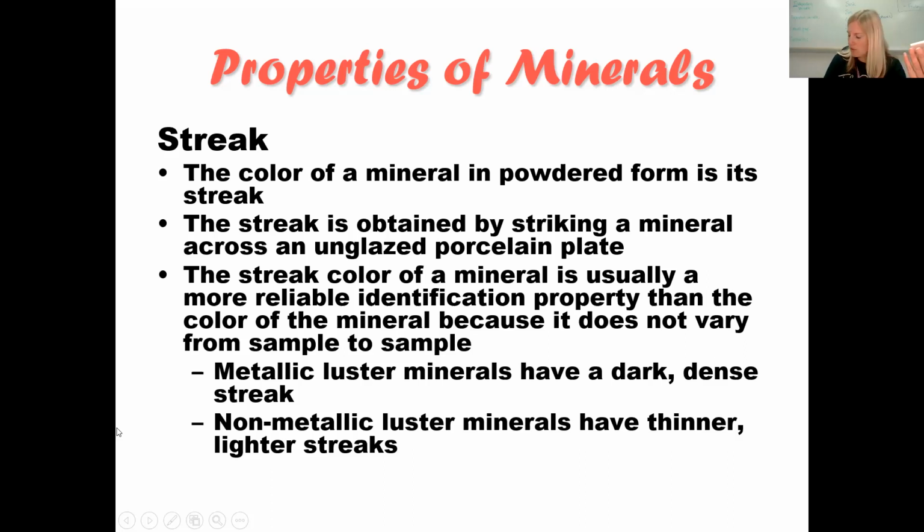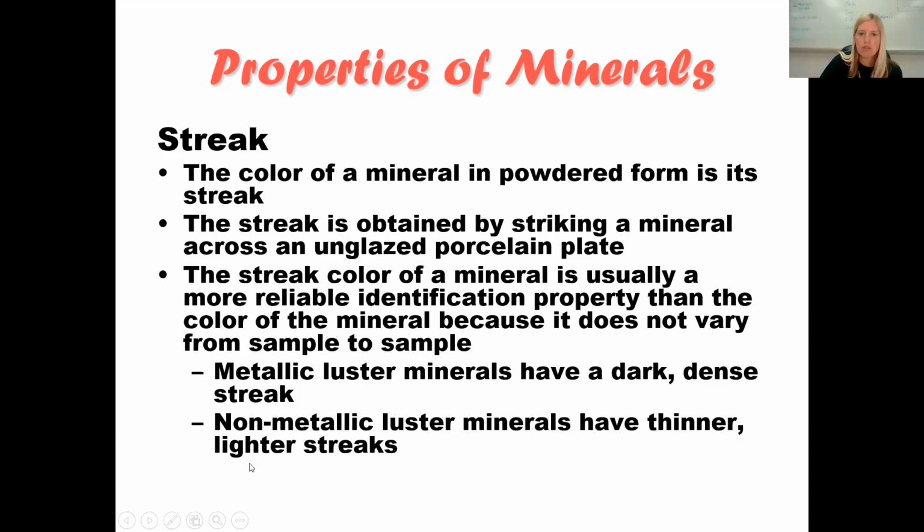So for example, I've got some hematite here. It's kind of like a reddish gray. If I were to actually do it on the streak plate, we see that reddish brown color. So even though our mineral is reddish gray, the streak can be different. Our metallic minerals are going to have a darker streak, where our non-metallic minerals are going to have a lighter streak.